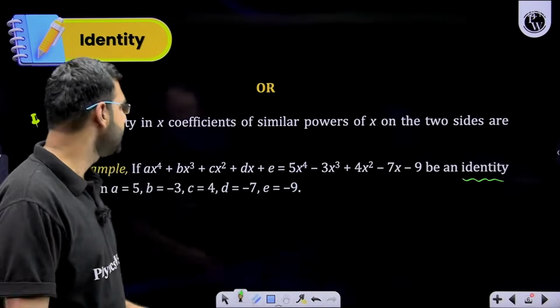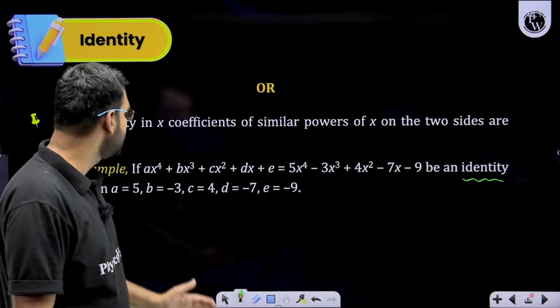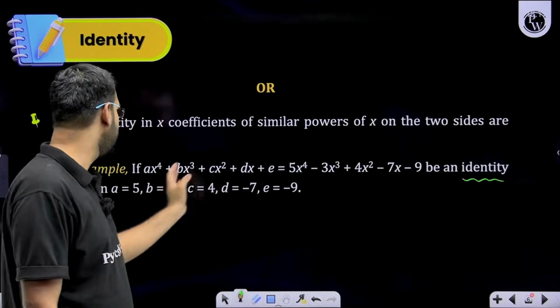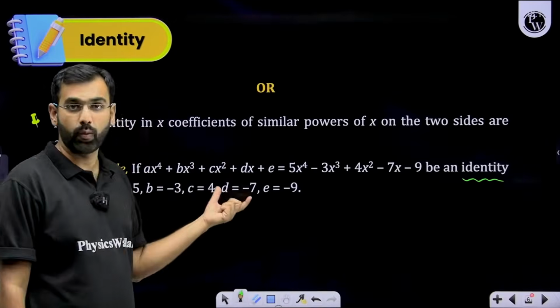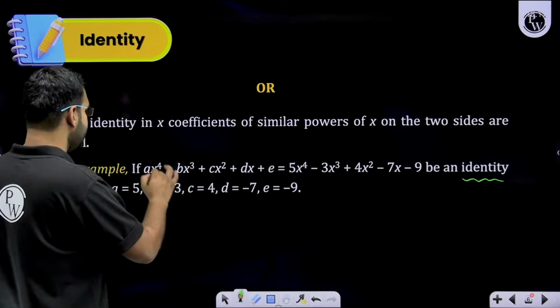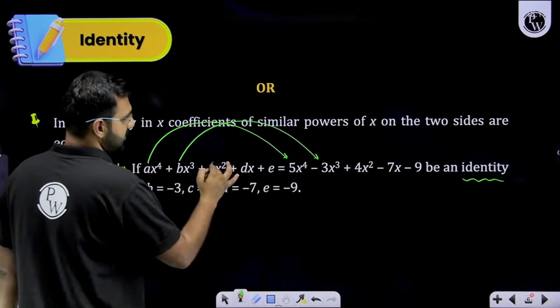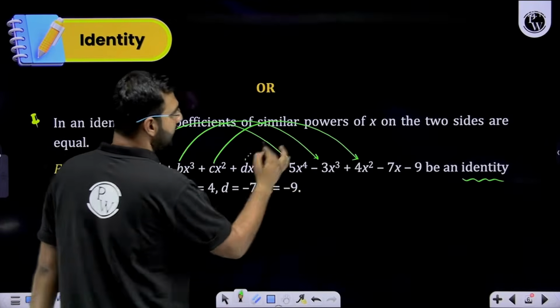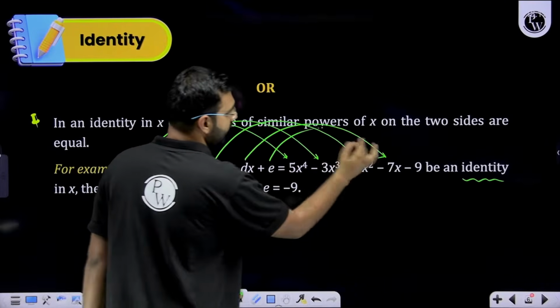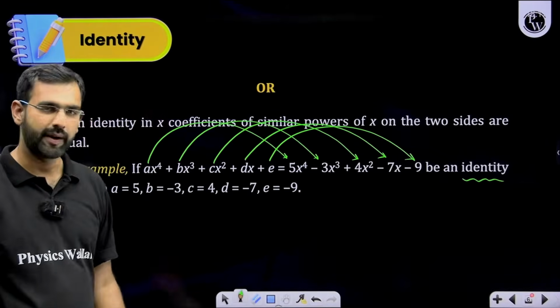When do you say that this is an identity? I'll simply say that if it is an identity, then the coefficient of the same degree term, I'm really sorry, this is not a pentic, this is a biquadratic. So the coefficient of the same degree term will be same, which means A here will be 5, B here will be minus 3, C here will be plus 4, D here will be minus 7, and E of course will be minus 9 undoubtedly. Are you able to digest this part, all the participants?